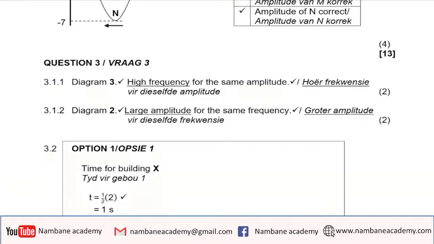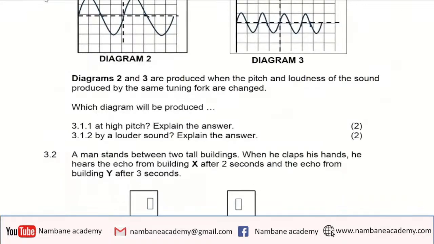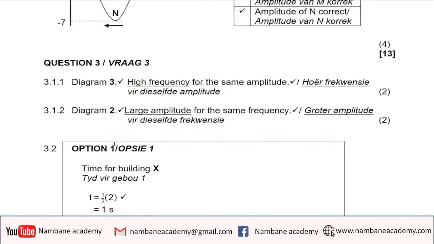And then for the next question, which is 3.1.2, by loudness of the sound, explain your answer. Then it is going to be diagram 2. Reason: it is a larger amplitude for the same frequency. So it is going to be 2 marks each. And then you go to question 3.2.